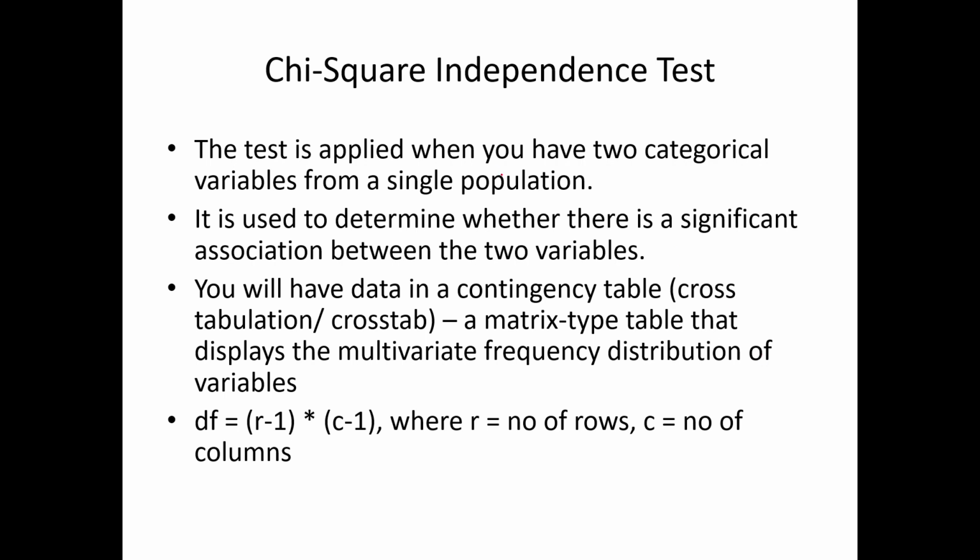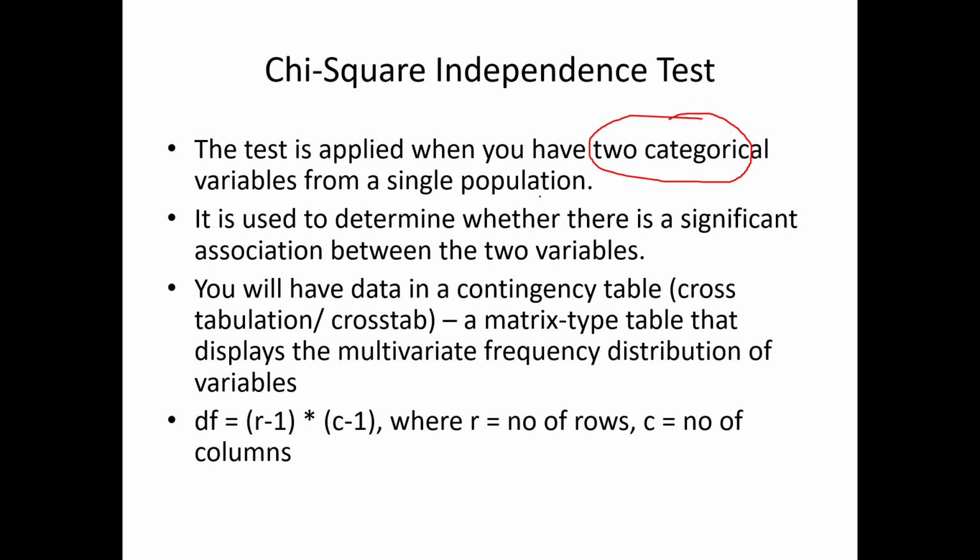Okay, welcome back everyone to biostatistics. So today we are going to continue on the chi-square test. You have learned about the goodness of fit test under chi-square, and now we are going to continue on the chi-square independence test. You apply the chi-square independence test when you have two categorical variables from a single population.